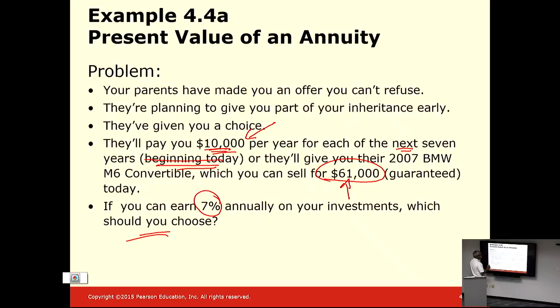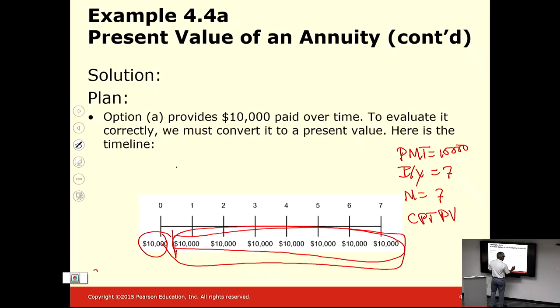There is one small problem that I just noticed over here. It says 10,000 per year for each of the next 7 years with the first cash flow beginning today. This timeline is wrong. This should have ended over here. So basically there are 1, 2, 3, 4, 5, 6, 7 total cash flows with the 10,000 over here. So essentially there are 7 $10,000 cash flows with each cash flow being paid at the beginning of the year. So the N over here should be 6.